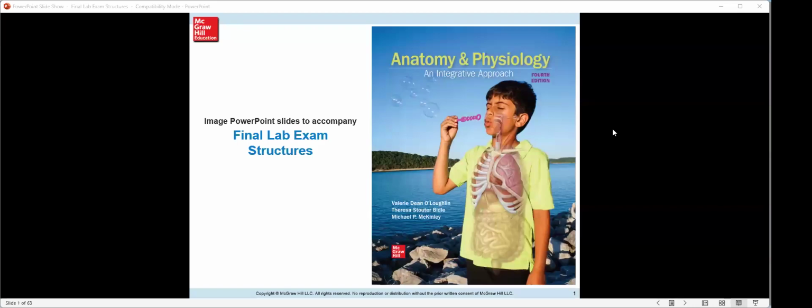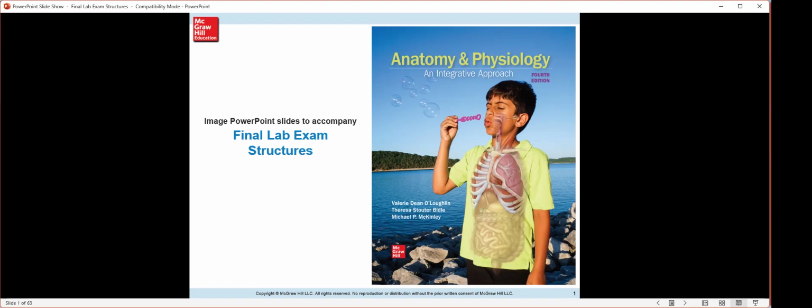Hi, everybody. I wanted to go through the stuff for your final lab exam. This is encompassing a number of different systems, including the musculoskeletal system, as well as the nervous system with all of its additional structures. I wanted to review this first before I do chapters 15 and 16 because you're taking your lab exam a week before you are taking your last exam for lecture.